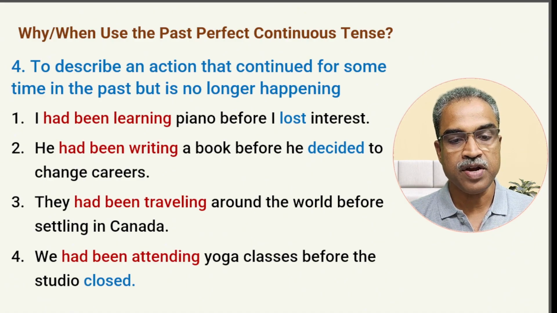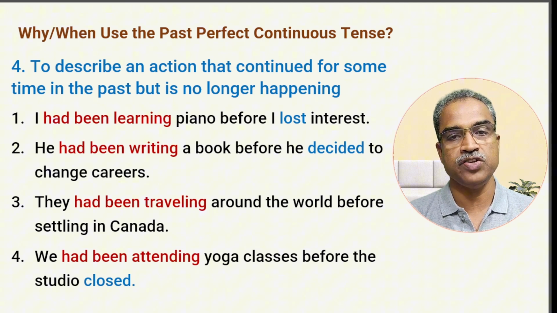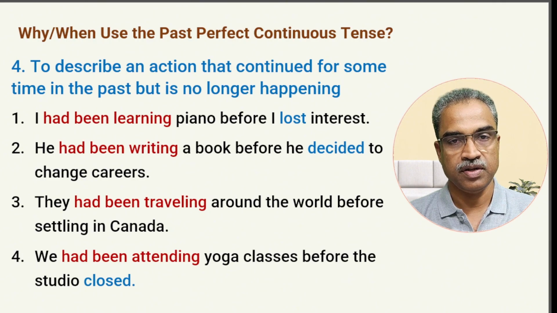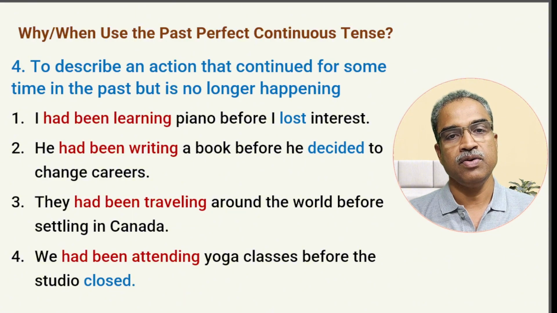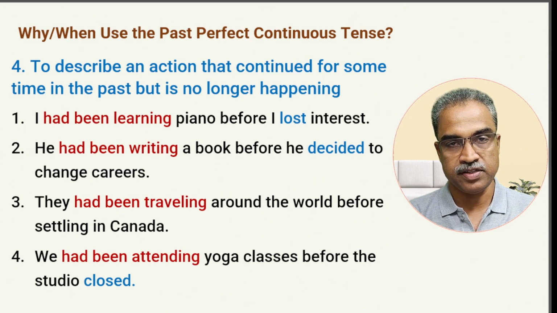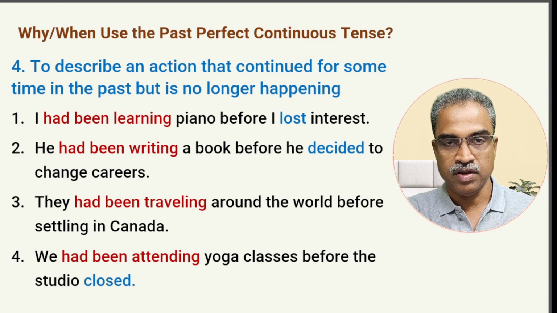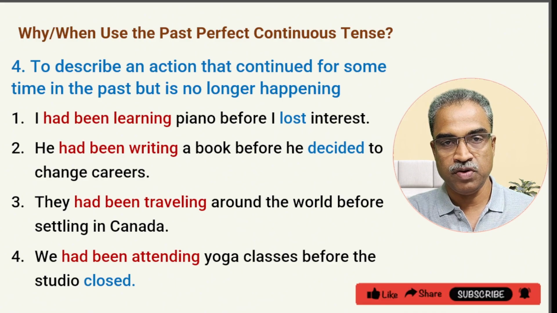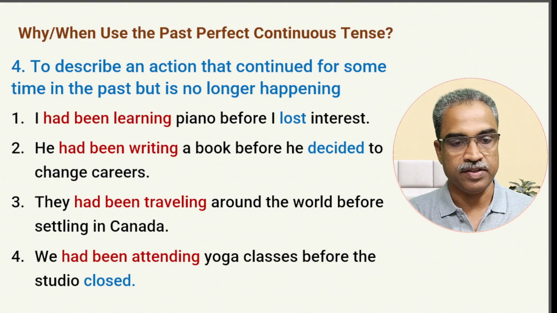Next one, he had been writing a book before he decided to change careers. Okay, so he changed his career. Before that, he was trying his best to write a book. But now, when he changed career, it came to a stop. Remember, this is past, so everything happened in the past, the duration of his work, until the next thing happened.